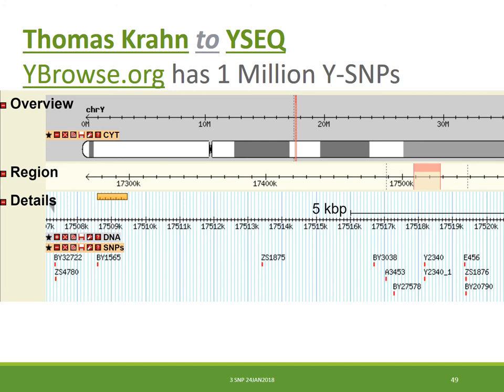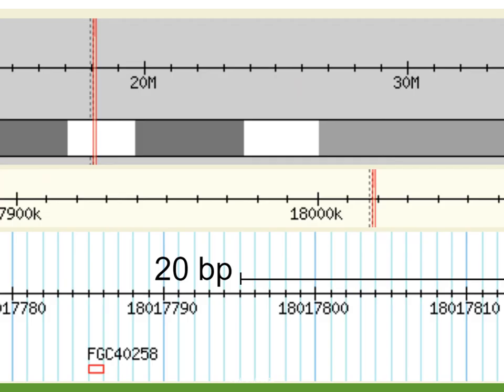And Thomas Krahn, of course, was announcing just this week that they've got over 1 million SNPs currently named on that ybrowse.org website. You can go look at it at any time. You can play with this tool all you want. It's all free. Here it is even closer. If you couldn't see it in the back row, hopefully you can see it now. I've got it to where you can see one SNP that's at position 18 million, 17,800, around 780.